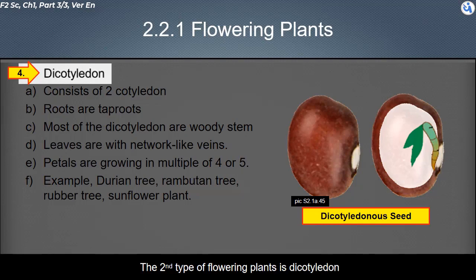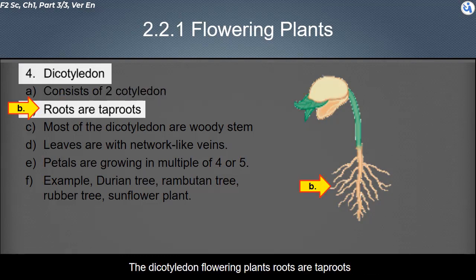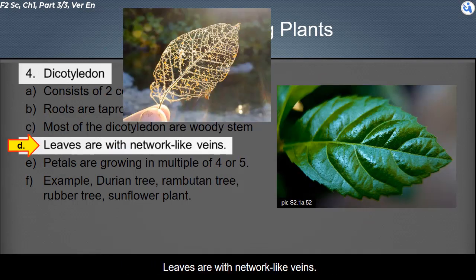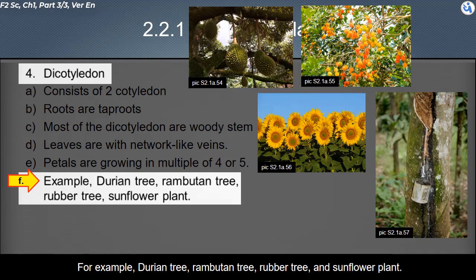The second type of flowering plants is dicotyledon. The seed of dicotyledon flowering plants consists of two cotyledons. The dicotyledon flowering plants' roots are taproots. Most of the dicotyledon flowering plants have woody stems. Leaves are with network-like veins. Petals of dicotyledon flowering plants are growing in multiples of 4 or 5. For example, durian tree, rambutan tree, rubber tree, and sunflower plant.